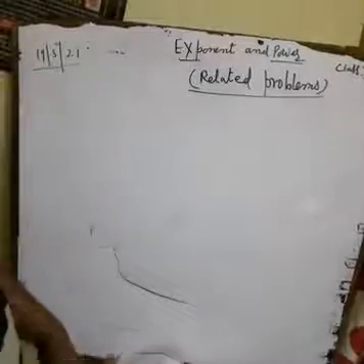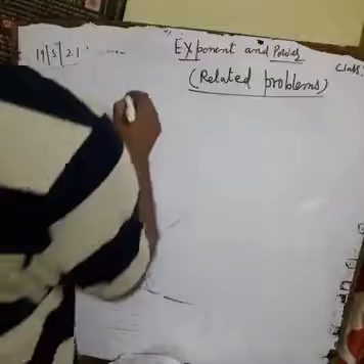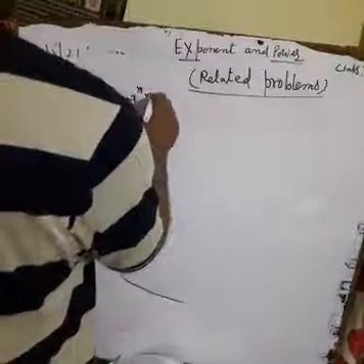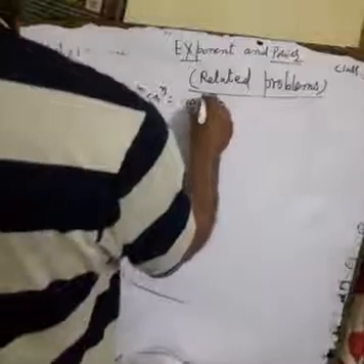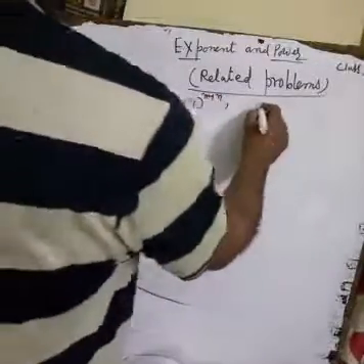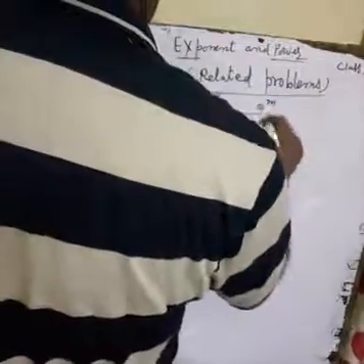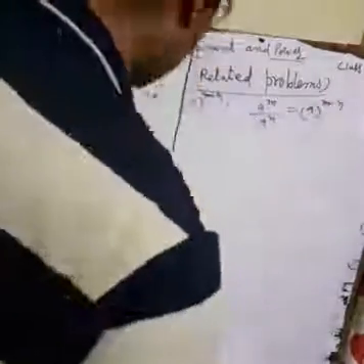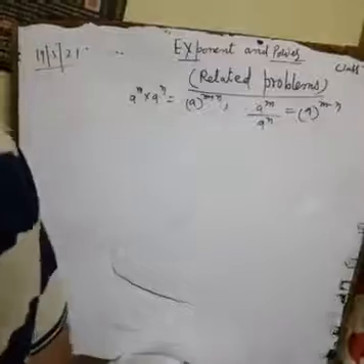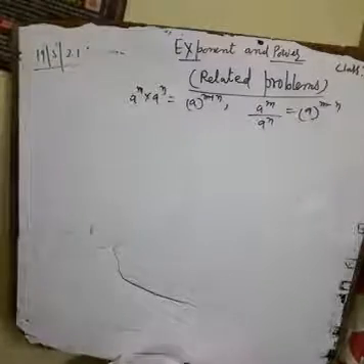There are three rules: a to the power m into a to the power n. Base is same, powers will be added. Similarly, a to the power m upon a to the power n is a to the power m minus n. And today we discuss some problems related to these two rules.